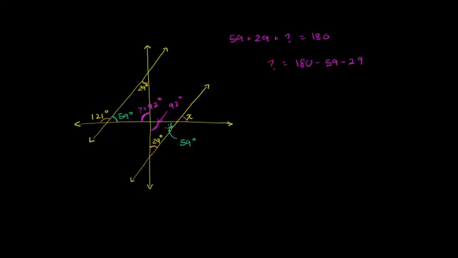We could just get that by taking 180, subtracting 29, subtracting 92. And then if this is 59 degrees, then this angle is also going to be 59 degrees because they are vertical angles. So we're done. X is equal to 59 degrees. Now there's multiple ways that you could have reasoned through this problem.